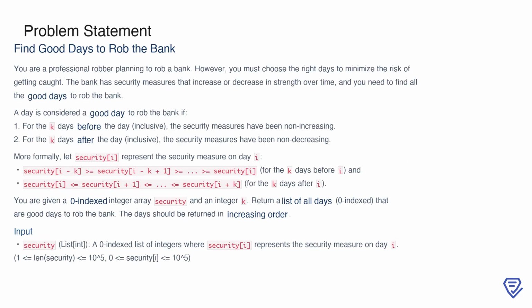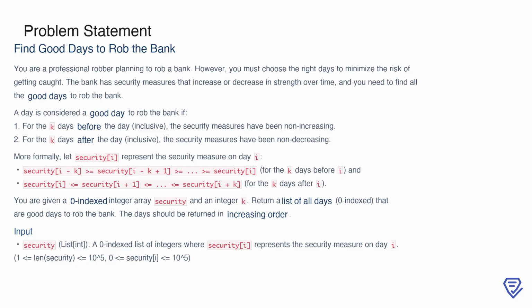This problem requires us to determine the best days to rob a bank based on the bank's security measures. These measures are represented in a list called security, where each value corresponds to the security level on a specific day. The challenge is to find all the days that qualify as good days for a robbery. A day is considered good if, for the K days leading up to it, the security measures are non-increasing, meaning they either decrease or stay the same, and for the K days following it, the security measures are non-decreasing, meaning they either increase or stay the same.